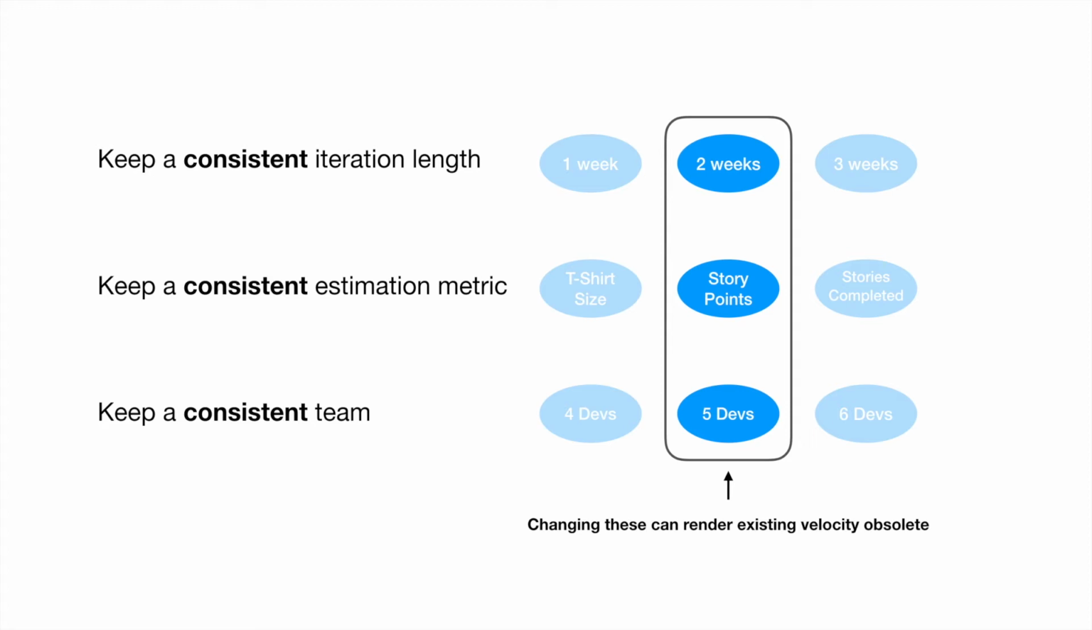And we would finally want to keep a consistent team, preferably in both size and members. So if we increase a team, we would definitely expect their velocity to change in some way. Same if we decrease them. And same if we change the members of a team, because they might estimate differently, and that could change the velocity or render their existing velocity not as usable.